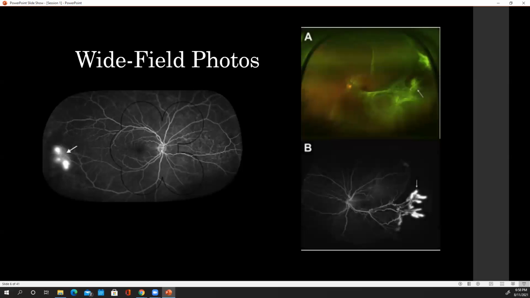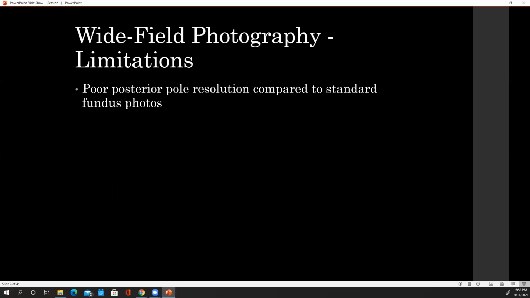Here's, of course, another reason why we like wide field, right? You see here there's NV and diabetic retinopathy that you catch outside of the standard ETDRS fields. And this is sickle cell disease with peripheral non-perfusion, which you can see with your fluorescein angiography. So, of course, wide field photos are great, and we agree with that. What are the limitations? Well, poor posterior pole resolution compared to standard fundus photos.